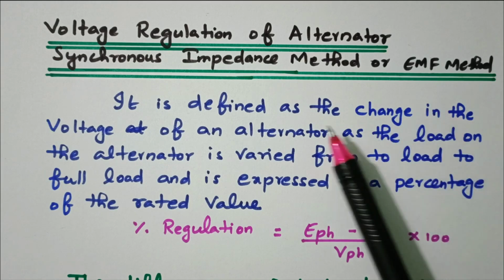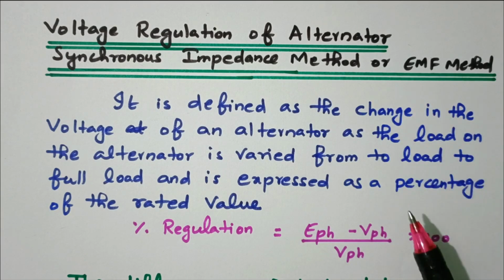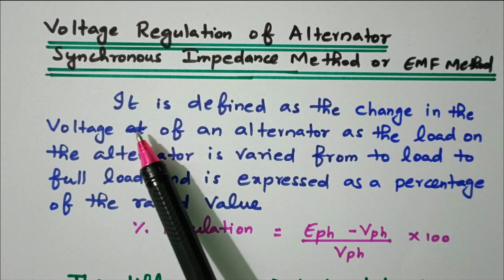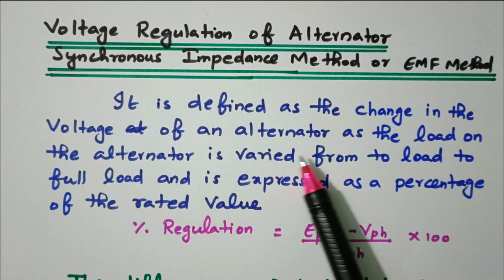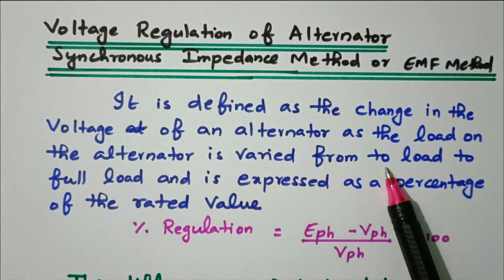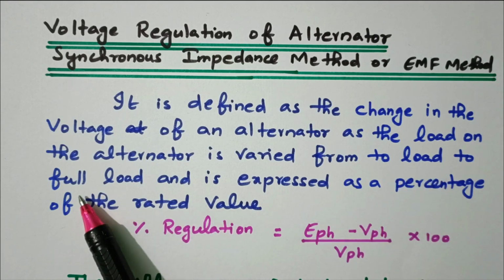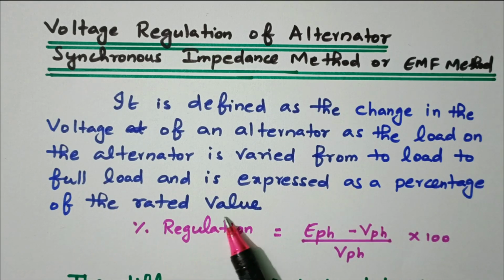Now we'll go to the topic, voltage regulation of alternator by EMF method. First we'll see what is meant by voltage regulation. It is defined as the change in the voltage of an alternator as the load on the alternator is varied from no load to full load, and is expressed as a percentage of rated voltage. So it is nothing but no load to rated load, full load. The variation in the voltage is called regulation.